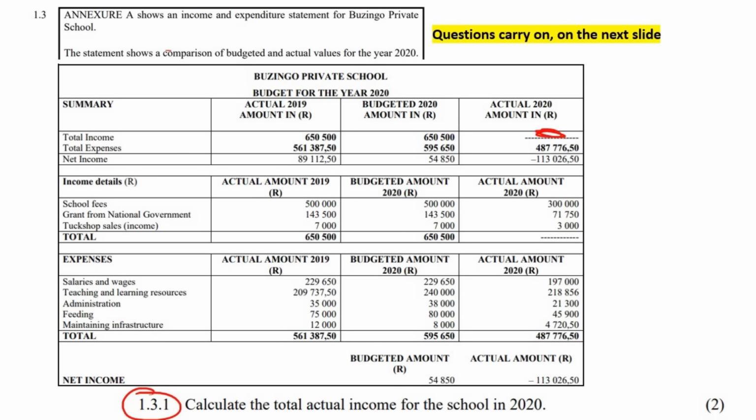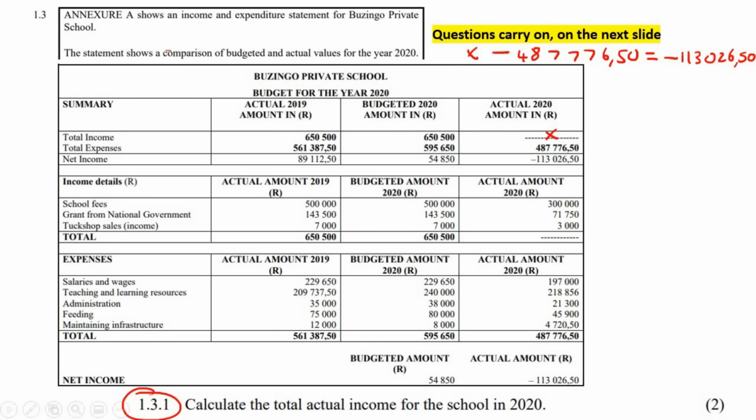We can say that this number, which we don't know what it is, so we can say x minus, remember you always minus your expenses. For example, I said here, this number minus this number. So we're just going to say x because we don't know what this number is, and we're going to take away this 487,776,50, and then we're going to make that equal to what it's supposed to be equal to, which is a negative number. Shame, guys. 026,50. Okay, so you make it equal to a negative number like that.